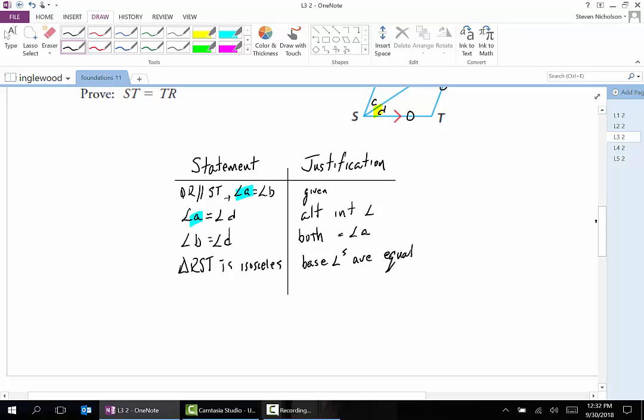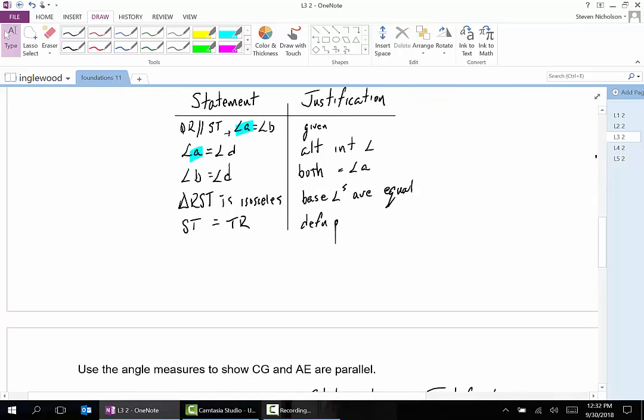And given that I've shown it's a right triangle, then ST is equal to TR. And we could say, because it's an isosceles triangle, but I'll just say the definition of an isosceles triangle. So your last statement is always what you are trying to prove.